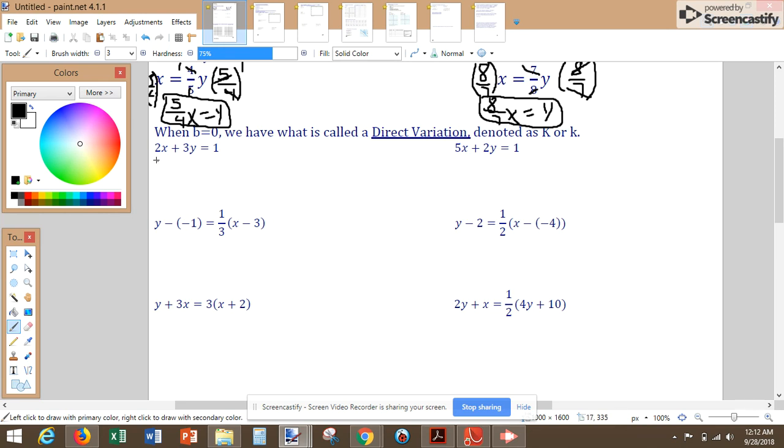If we want to solve for y, we need to get it by itself. Let's first subtract 2x on both sides of the equal sign. You can't subtract constants with x's, so you just carry that over. So there you have 3y equals negative 2x plus 1. Now divide both sides by 3.